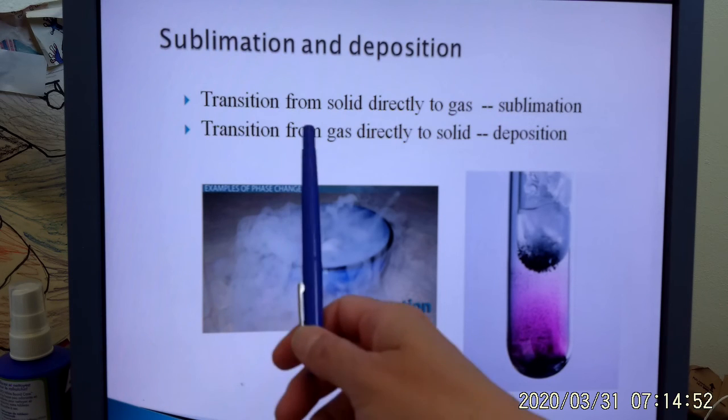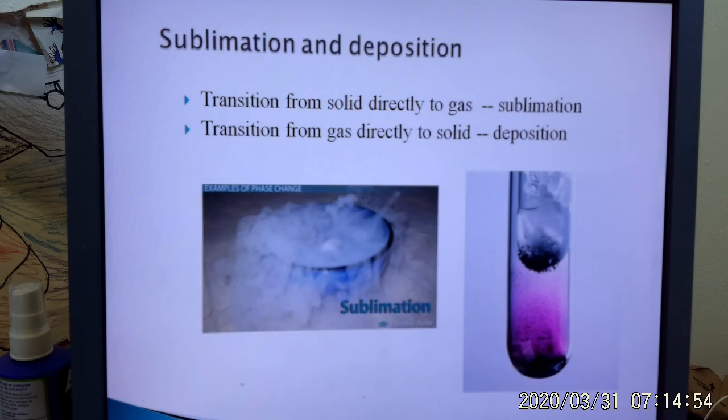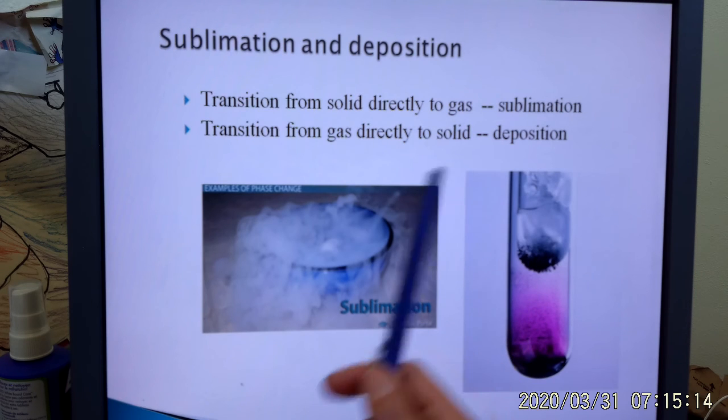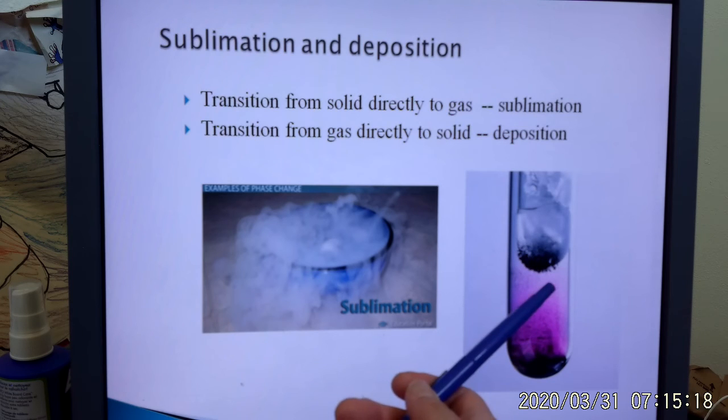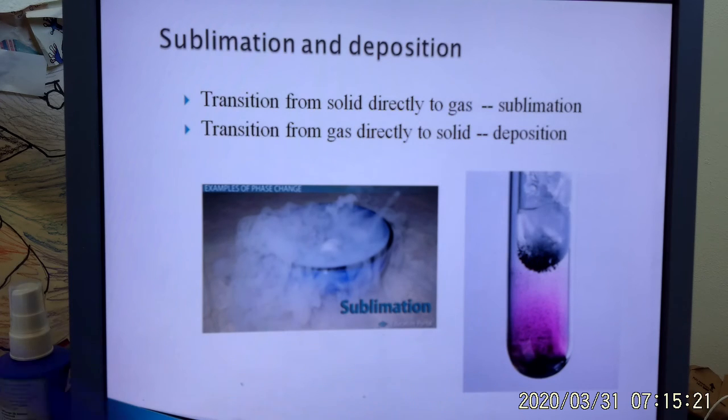If I go from a gas directly to a solid, I mentioned it earlier, but I want to mention it again, it's called deposition. An example is iodine. What iodine does as a solid is turn directly into the gas state. There's no liquid here. And on a cold finger there, it starts resolidifying. So what's happening is the gas is going directly into a solid. And this is called deposition.